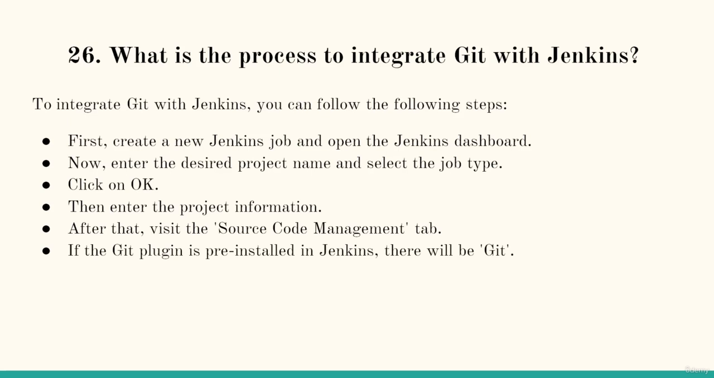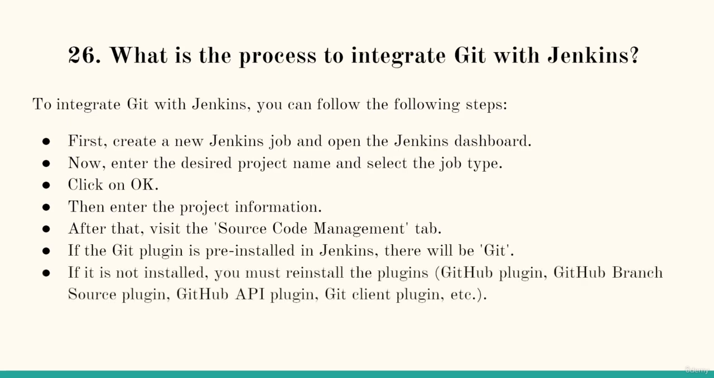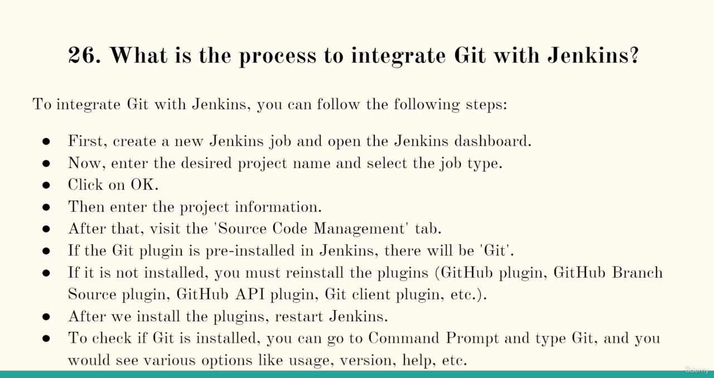Here, the Git plugin is pre-installed in Jenkins, so there will be a Git option. If it is not installed, you must install plugins. They are called GitHub plugin, GitHub branch source plugin, GitHub API plugin, Git client plugin, etc. After we install the plugins, restart Jenkins. Then to check if Git is installed, you can go to the command prompt and type git, and you would see various options like usage, version, help, etc.